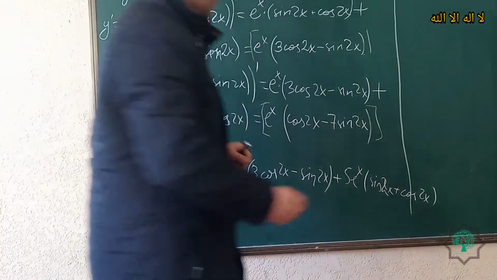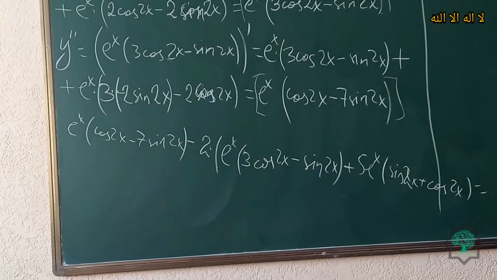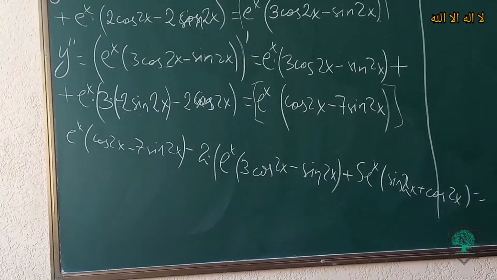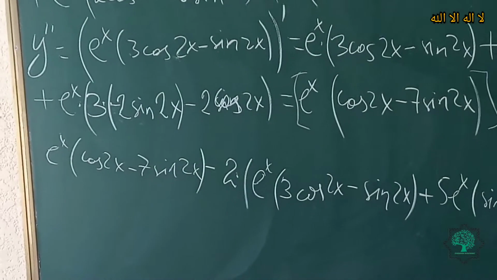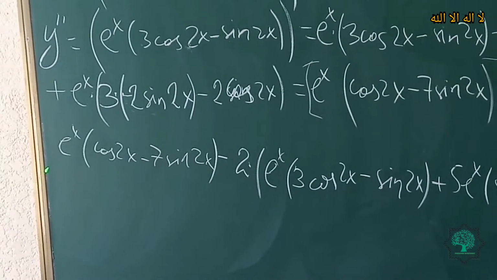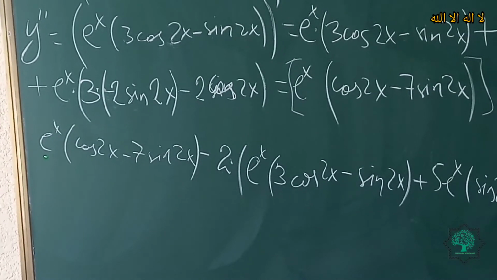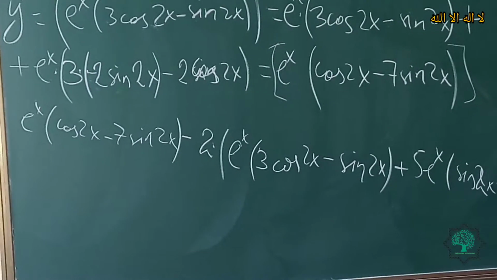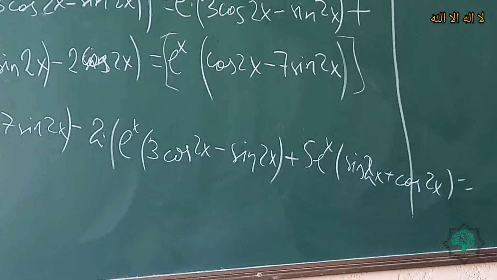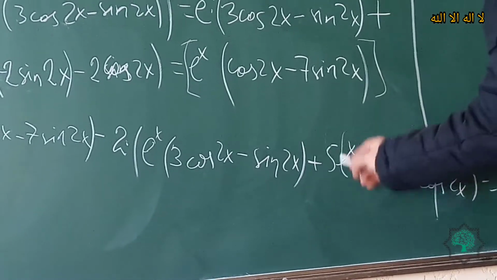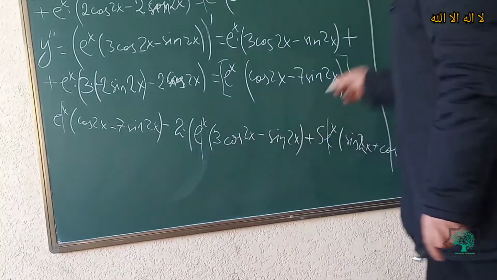Let's write here. So we can cancel e in power x, because it is a common multiplier everywhere. Here we are left with cosinus 2x.